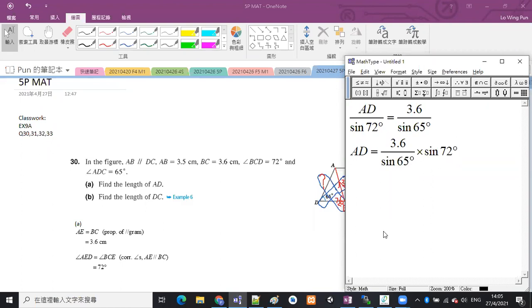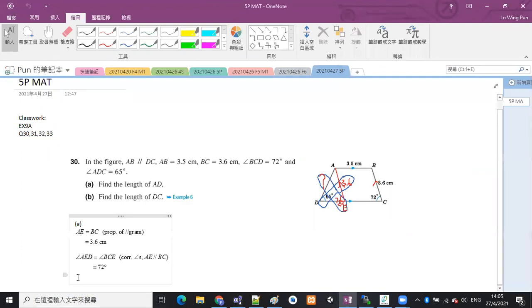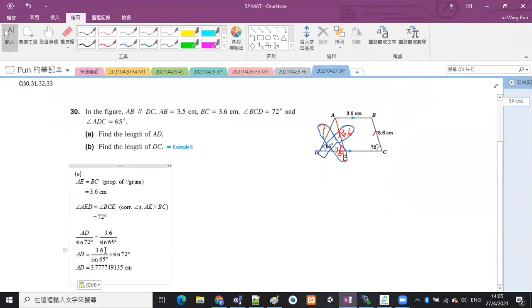the calculator. So 3.6 times sine 72 degrees, and then divided by sine 65 degrees, and that should be equal to 3.777749135 cm. So you may copy all the digits for the answer. It's also okay. Or you may correct this to 3 significant figures. That would be 3.78. Is that okay? So let me see whether I'm correct first. 3.78 cm, yes, correct.